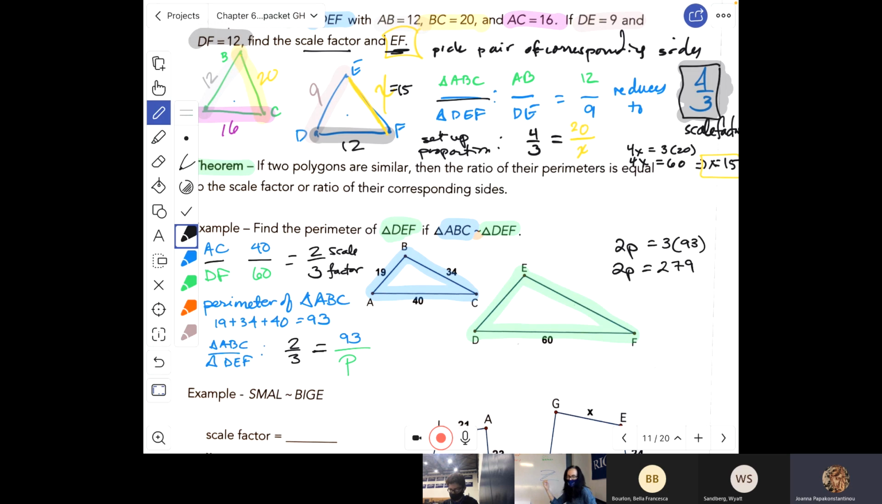Then how do I solve for P? Okay, divide each side by 2. So I get the perimeter of the green triangle to be what? You can give me a decimal equivalent if you want. I mean, that would be a nice improper fraction, but can you give me a decimal equivalent? Y'all should be able to do that. If not, get your calculator.